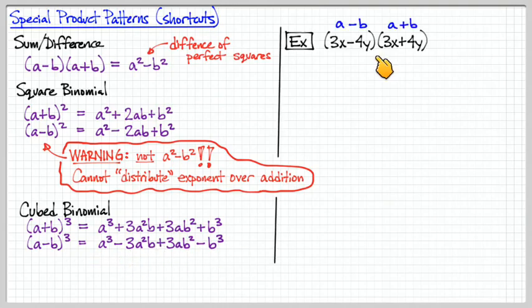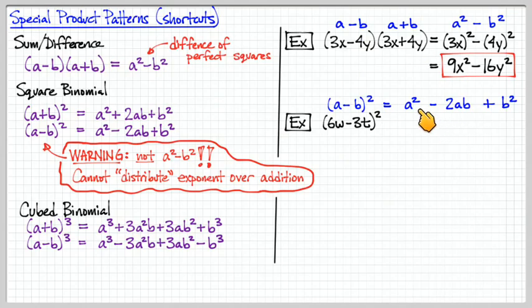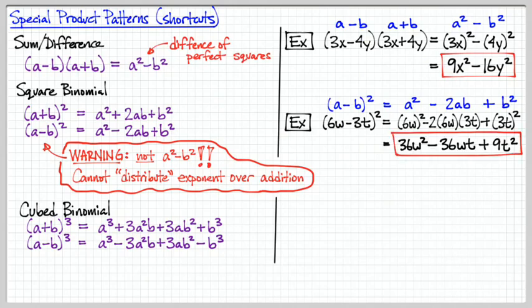Okay, let's look at some examples of how it's applied. You see here a minus b, a plus b kind of structure. So we know that it's going to be equal to a squared minus b squared, where a is our 3x, b is our 4y. So we can plug it into the template here and then simplify. We have a square binomial here, a minus b quantity squared, and it expands out into a squared minus 2ab plus b squared. So again, we have our a, we have our b, and we just plug it in here. Plug in the a and the b, plug in the b squared, and then simplify.